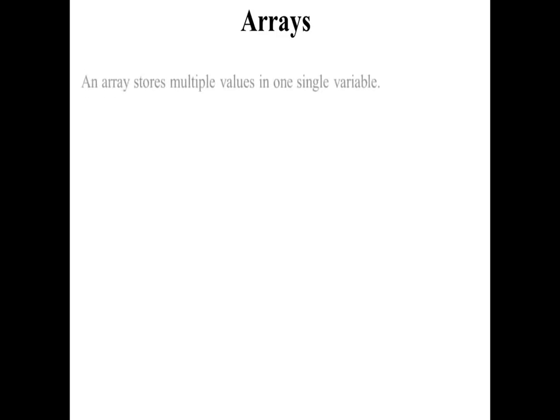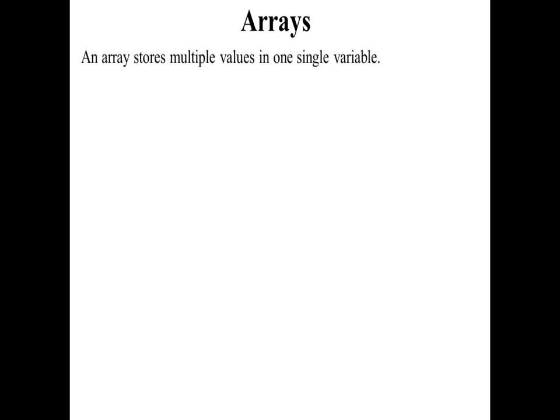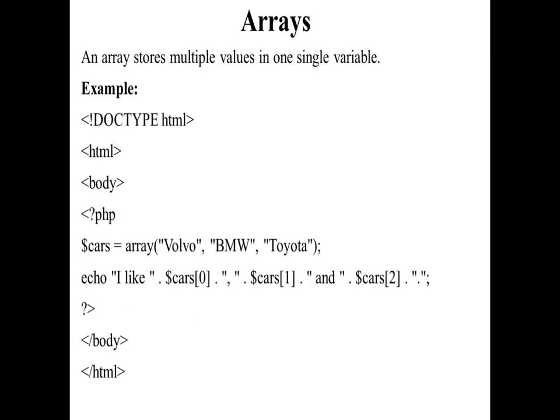Next is an array. All of you know the concept of an array. An array stores multiple values in one single variable. Let's have an example of an array. We have cars here, and we have declared a variable like this. In an array, we can store multiple cars in one place. So echo I like $cars[0], because an array starts with 0, then 1, 2. The output will be I like Volvo, BMW and Toyota. This is the declaration of an array.